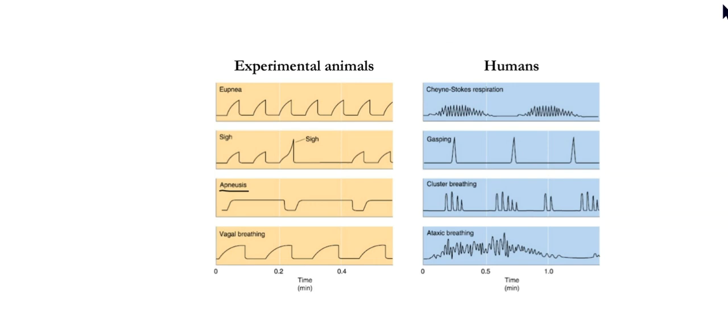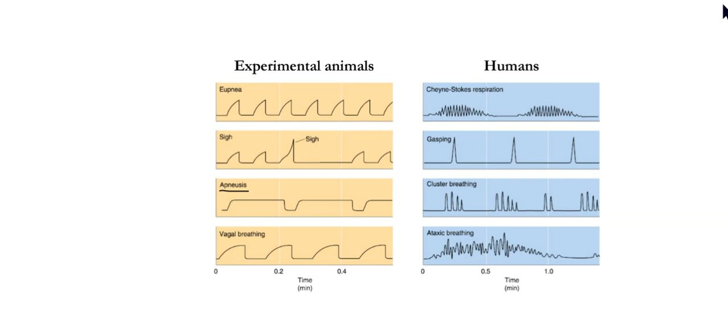On the right, these examples are things that you could see depending on if you have different types of pathologies. This is not something that you need to know specifically, being able to draw all of these.